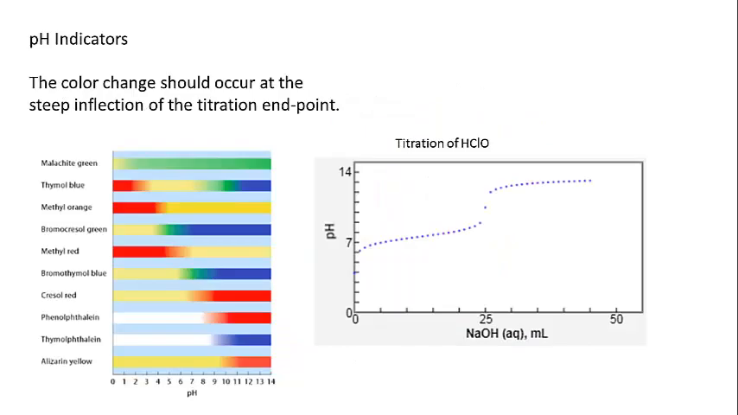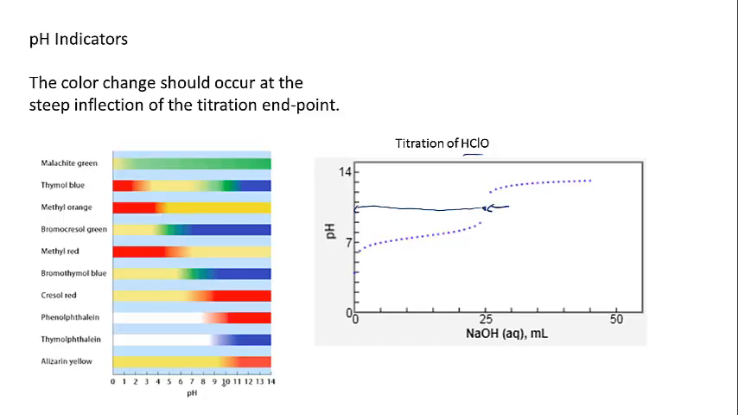The trick here is that you want to choose an indicator that changes color at the right pH. And the right pH is not the pKa of the weak acid you're doing. This is titration of HClO. You want to choose one where the color change happens at the inflection point, at the end point of your titration. So in this case, you want to be somewhere around here. So that's 7, 8, 9, 10, between 10 and 11.